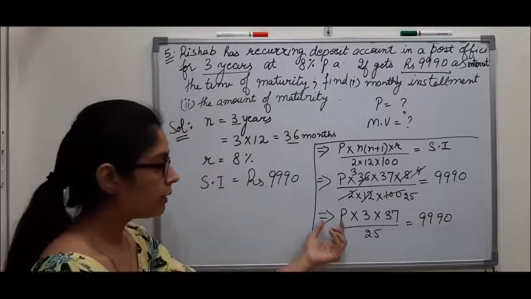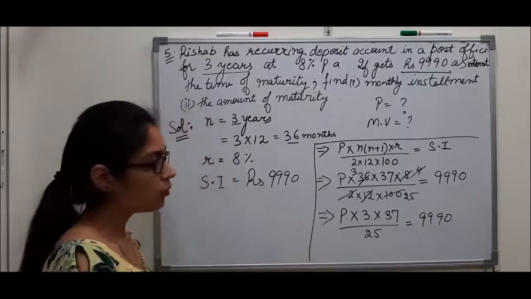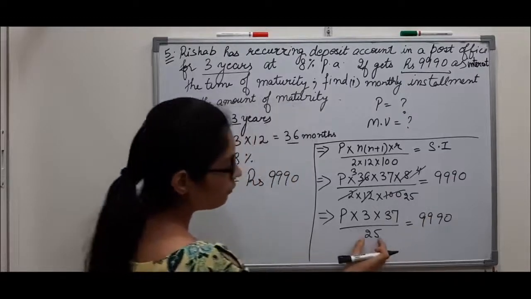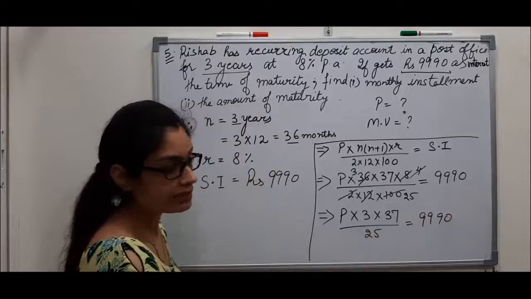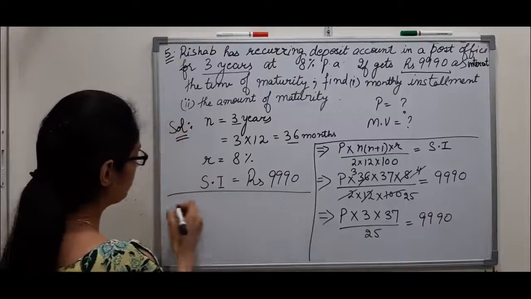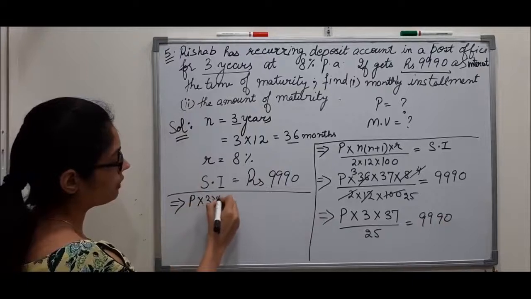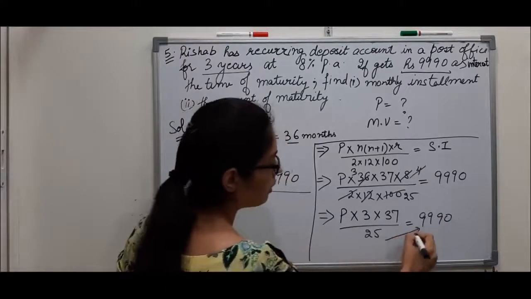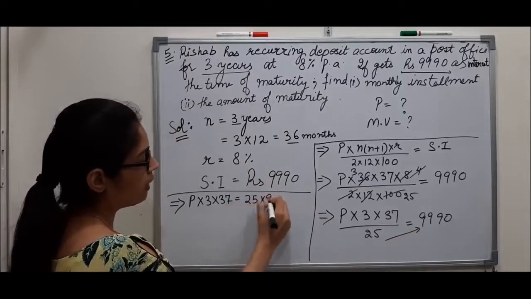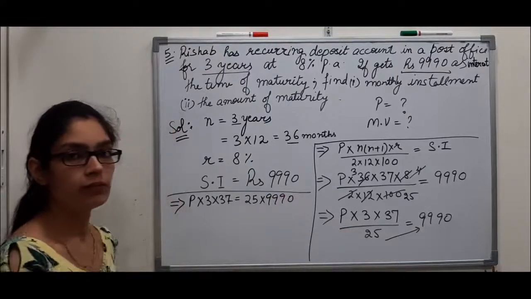Now I will just change the sides. On one side I will keep my P, and all the other things I will shift to the other side, because I need to calculate P. For that reason I have to shift other numbers to the other side. First I will shift this 25 to the other side. This 25 is getting divided on this side, so on shifting the side this will get multiplied. So I will write P into 3 into 37. So 25 on shifting to the other side will get multiplied with 9990, because on this side it is getting divided.